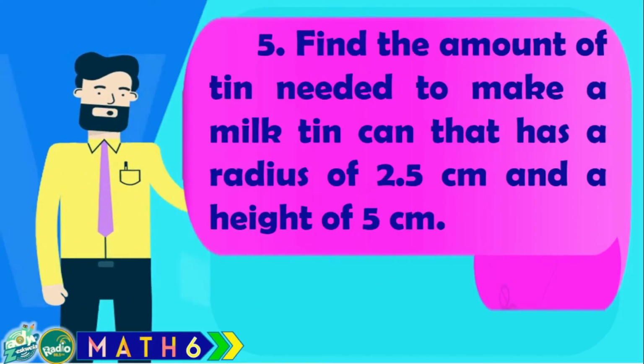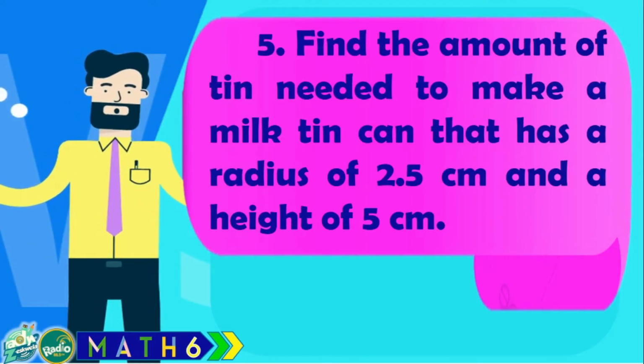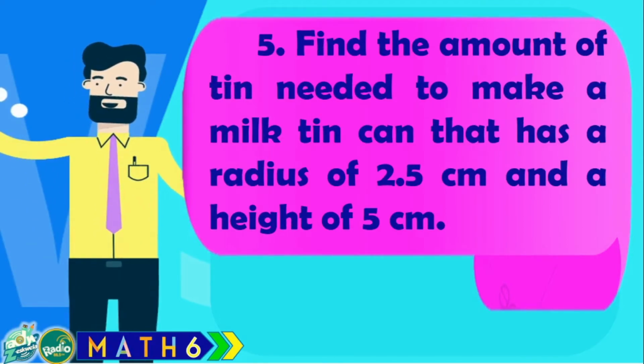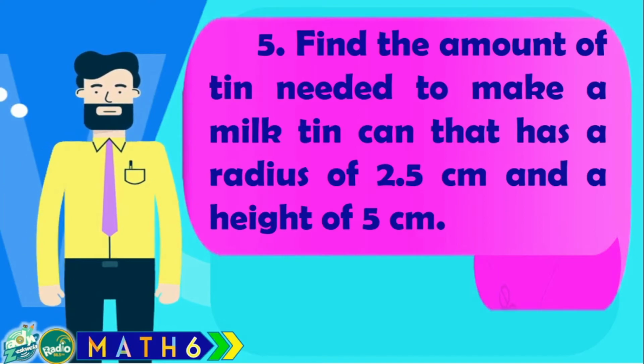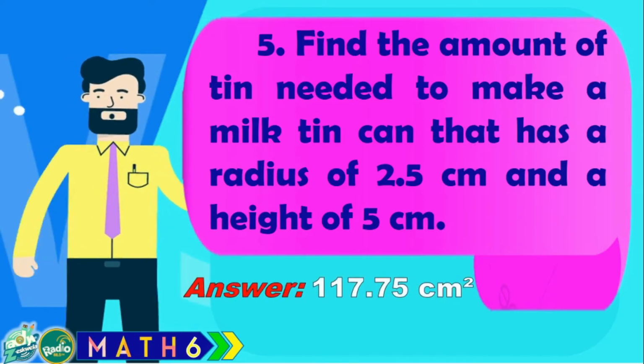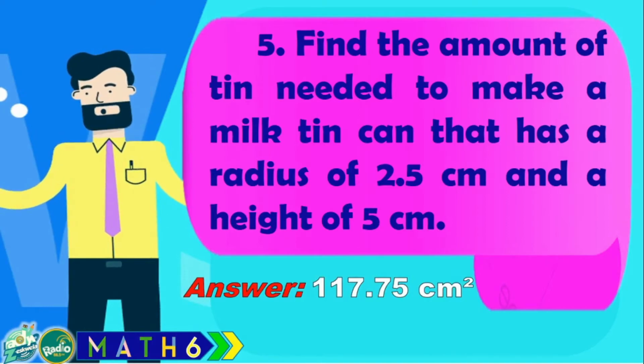And for the last problem, number 5, find the amount of tin needed to make a milk tin can that has a radius of 2.5 centimeters and a height of 5 centimeters. Well, if your answer is 117.75 square centimeters, then you got the correct answer.